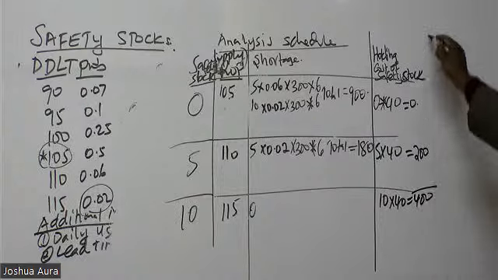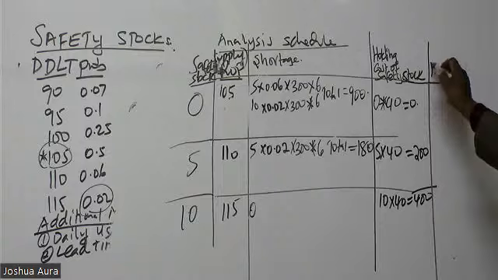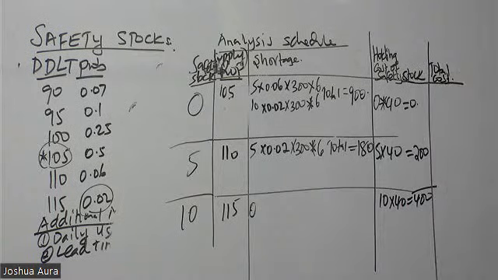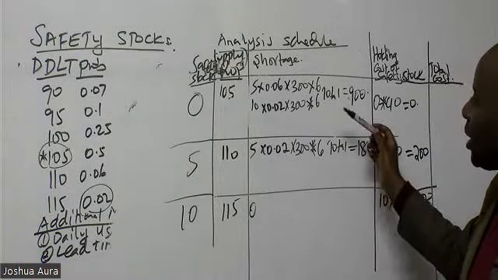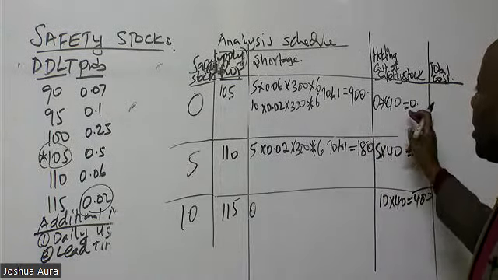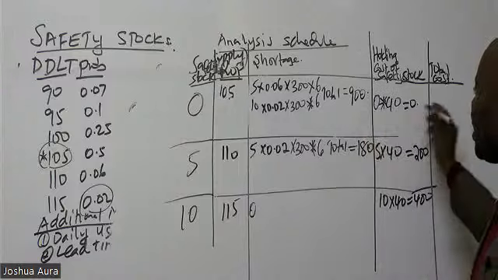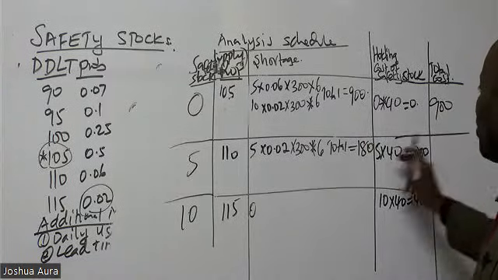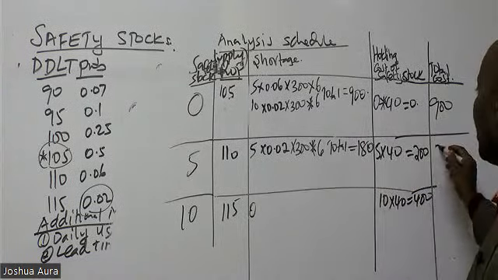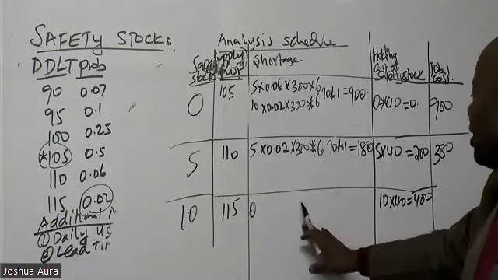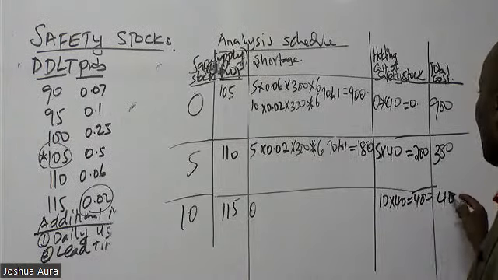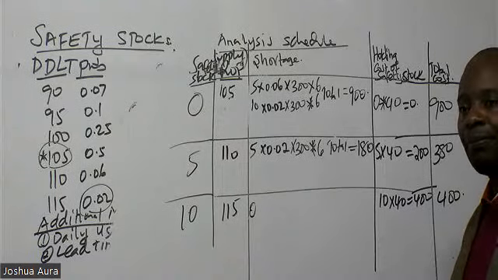Could you kindly give me the last column, which is the total cost? Now you take the shortage cost plus the holding cost. So 900 plus 0 gives me 900. We have 180 plus 200, giving me 380. This is 0 plus 400, which will give me 400.